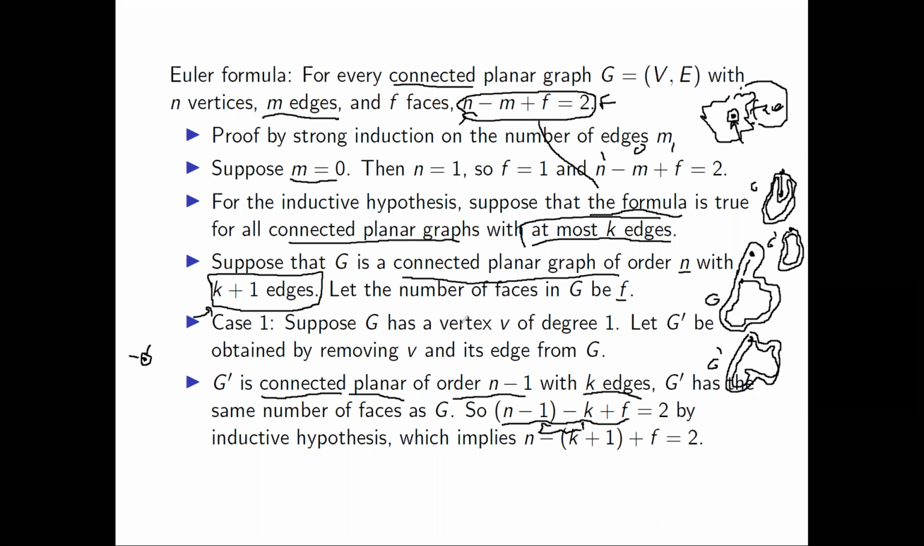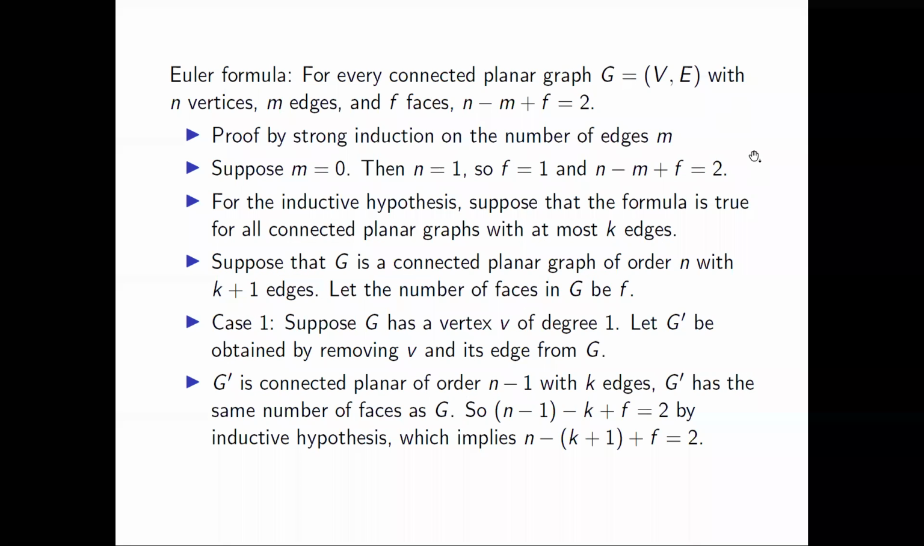And G was just an arbitrary connected planar graph of order n with k plus 1 edges. So an arbitrary connected planar graph with k plus 1 edges, because the n was not important, nor was the f. So any connected planar graph with k plus 1 edges, as long as it falls under case 1, the formula will be true for it. So now, since we proved case 1, we only have to prove case 2, which is the opposite of case 1.